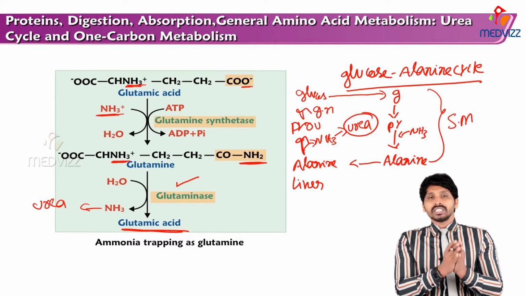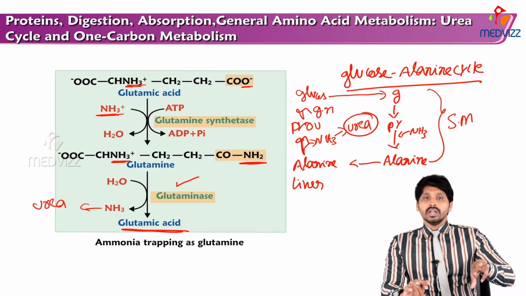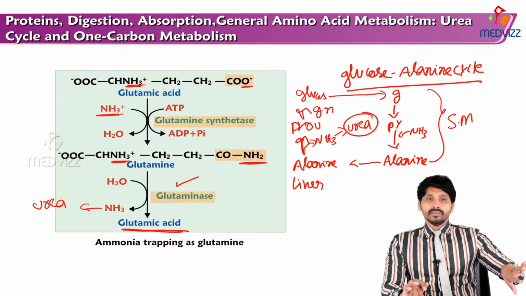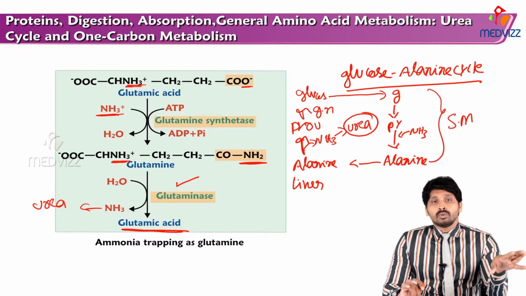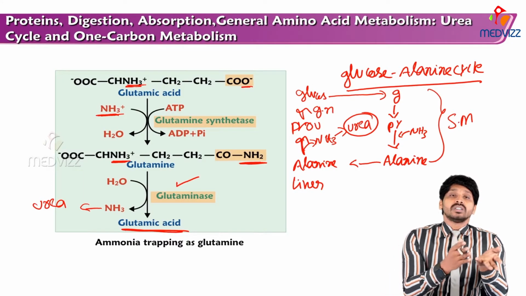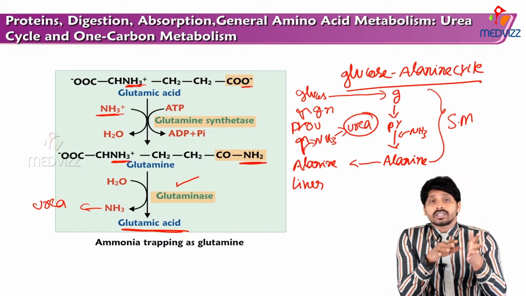So ammonotelic means fishes, reptiles. You see, they don't have the facility of the urea cycle, so they directly excrete ammonia. Fishes and aquatic animals, they release ammonia directly. And uricotelic, like birds, okay, and reptiles, they directly excrete uric acid.